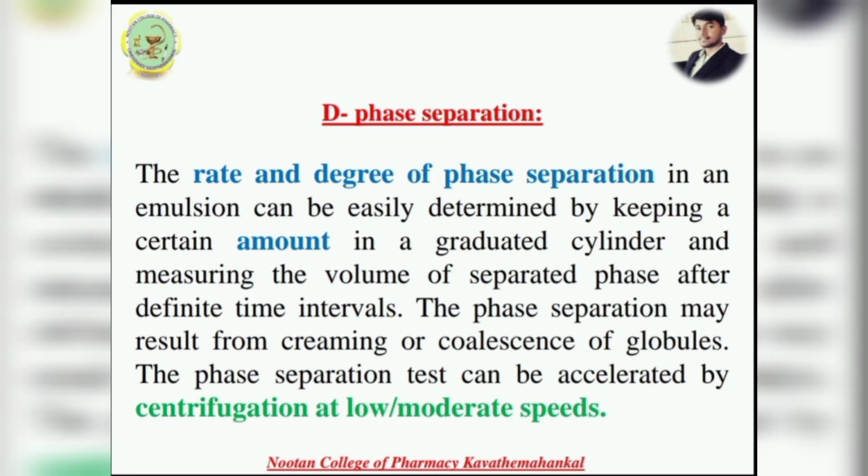The degree of phase separation of the emulsion can be easily determined by placing a certain amount in a graduated cylinder and measuring the volume of the separated phase after a definite time interval. The phase separation may result from creaming and coalescence of the globules. The phase separation test can be accelerated by centrifugation at low and moderate speed. These are all the evaluations of the cream.